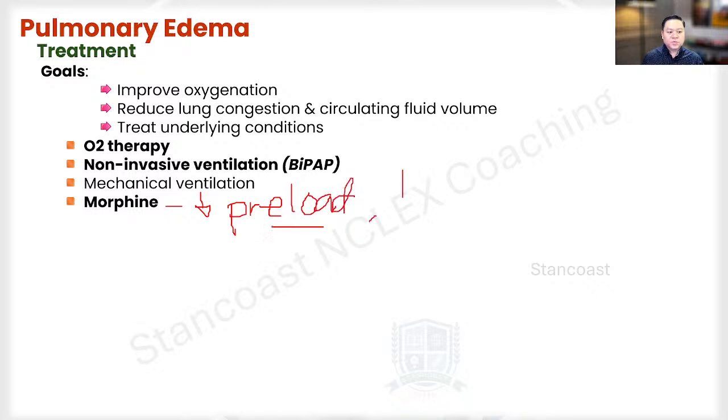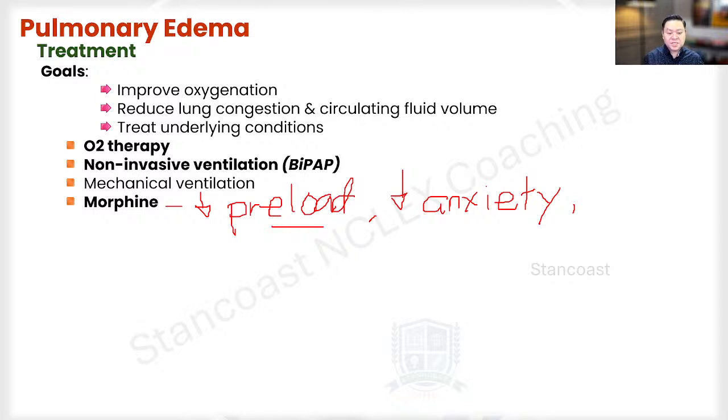It will also decrease the anxiety. So when the patient's anxiety level goes down, this will also decrease the workload of the lungs and also the heart. Okay, so that's why morphine can be important. But guys, please pay attention to the pulmonary function of the patient. They're already dyspneic.